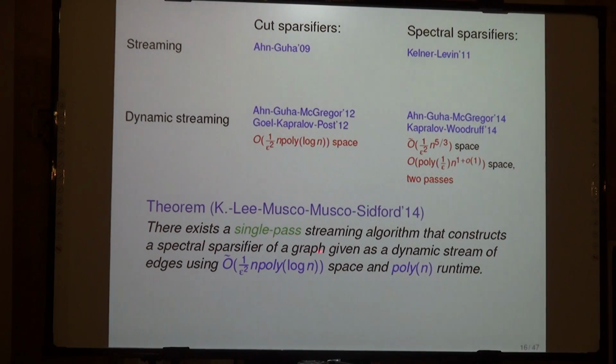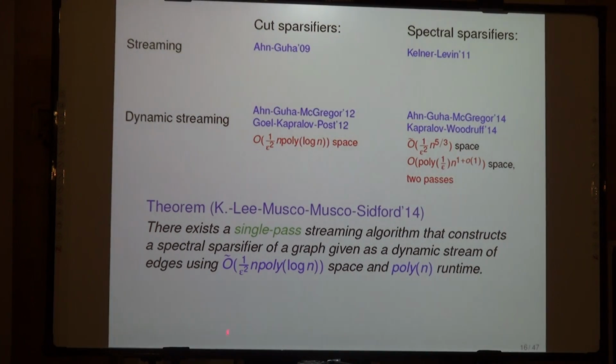We will get a single-pass dynamic streaming algorithm that uses only O tilde n polylog n space up to epsilon factors and allows us to reconstruct a spectral sparsifier at the end of the day in polynomial time. So we will get updates to the edge set of a graph G in a stream. Think of the graph G as being undirected. We will compress the graph down to n polylog n space and unpack a spectral sparsifier in some polynomial time.